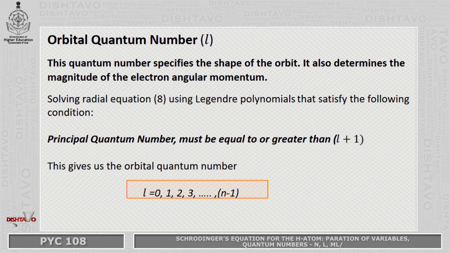Orbital quantum number is the next quantum number. This quantum number specifies the shape of the orbit. It also determines the magnitude of electron angular momentum. Now if we solve the radial equation using Legendre polynomials that satisfy the following condition, that the principal quantum number must be equal to or greater than L plus 1, this will give us the orbital quantum number as L equal to 0, 1, 2, 3 up to n minus 1.